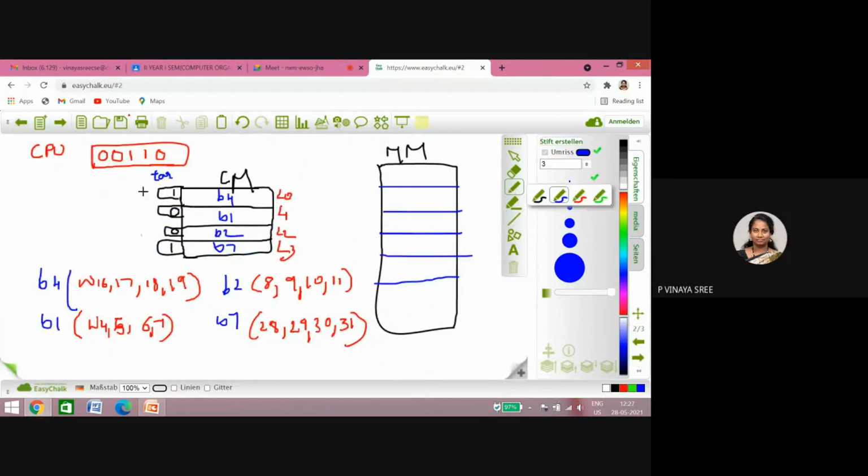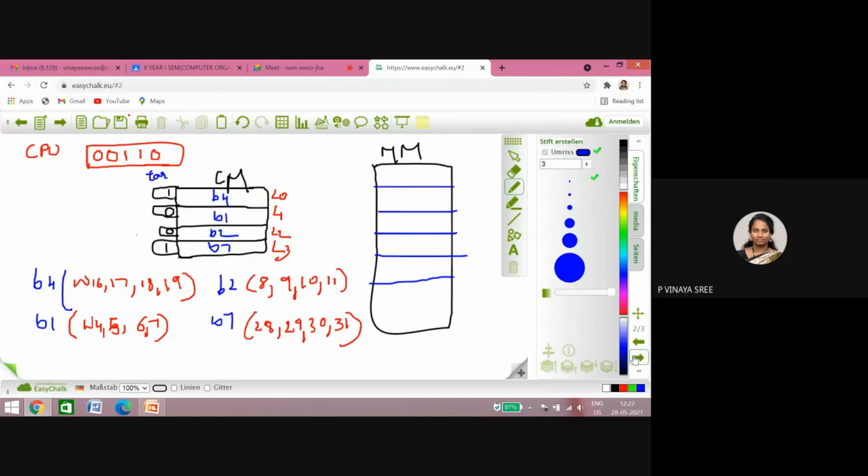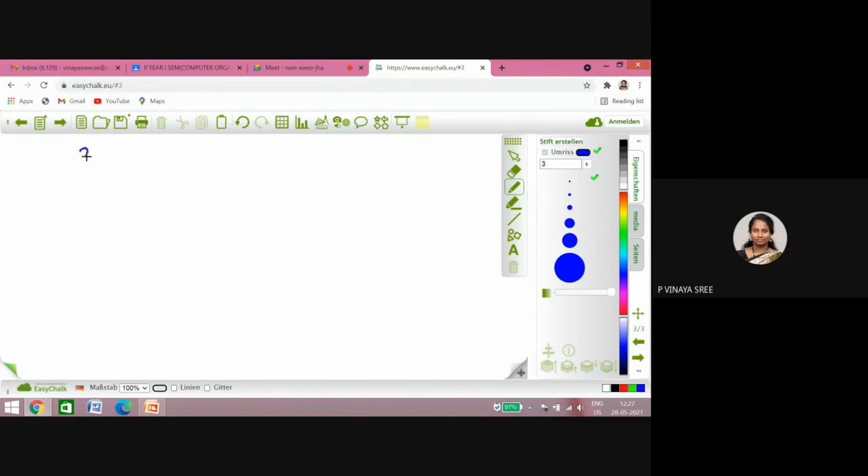So, what we will be doing? This is a word. According to your knowledge, we have 32 words. In the morning we also discussed that the physical address will be a total of 5 bits. In these 5 bits, if it is checking in the cache, we'll be having 3 partitions.